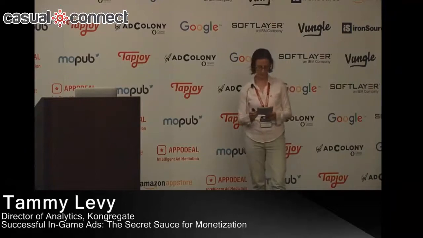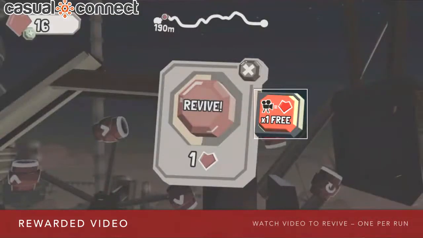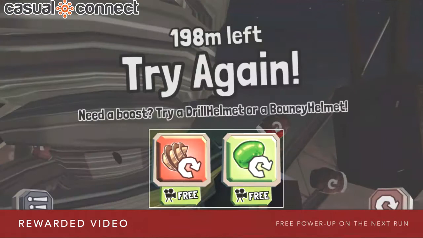So walking through the experience, the first ad opportunity that we have is similar to Epic Skater, revive. So you watch an ad to revive. So if you hit a wall right before the last barrel, this really gives you a second chance to finish that level. And if you don't get to finish it, we give you a second opportunity to watch an ad to get a power-up. And this power-up will hopefully help you get through that level next time around.